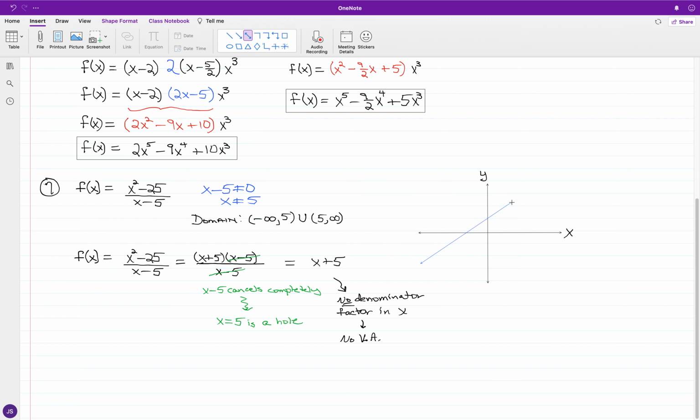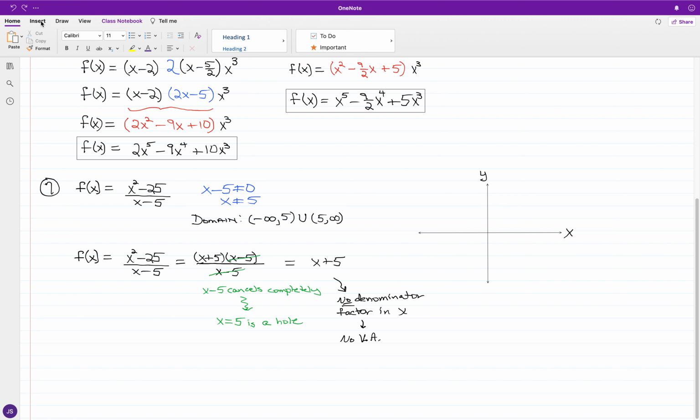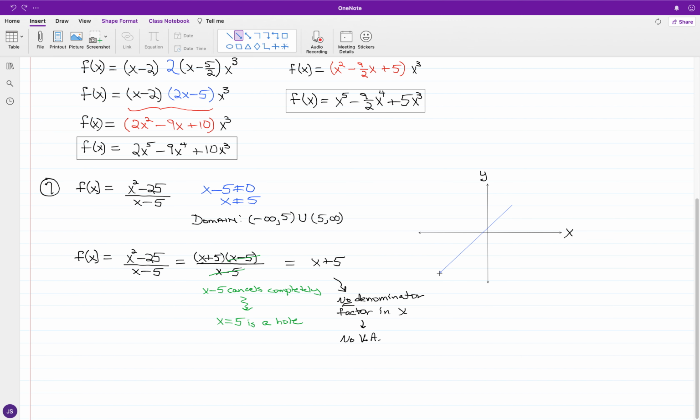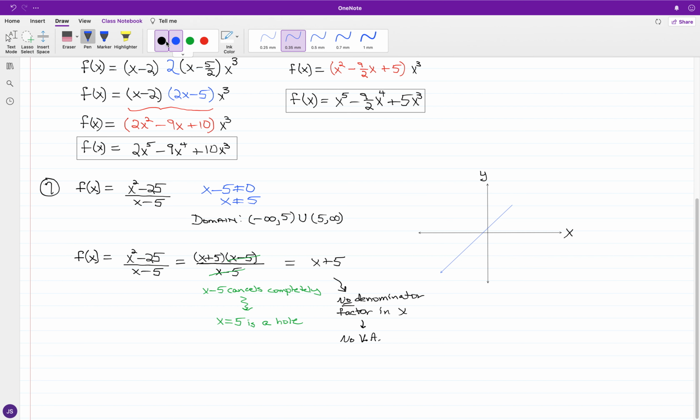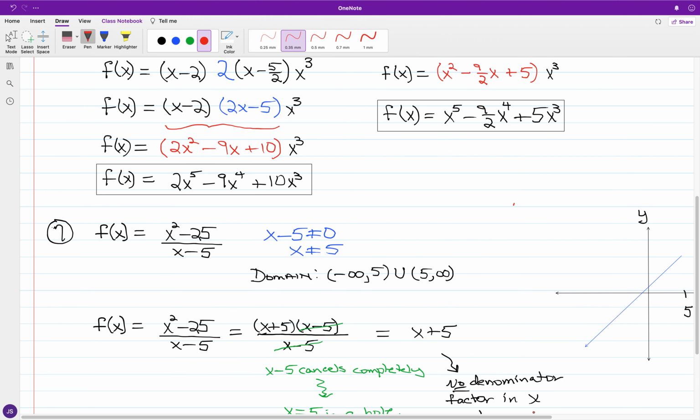Instead, what we're going to have, let's see, let me do it this way. See, once we get to x is equal to 5, instead of the graph running continuously, there's going to be a hole at that location.